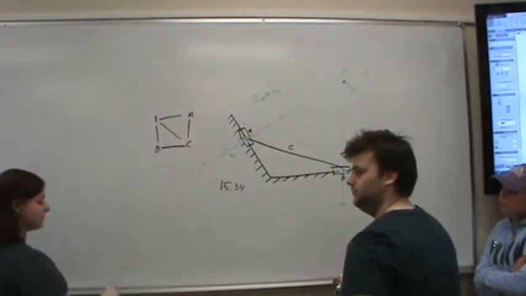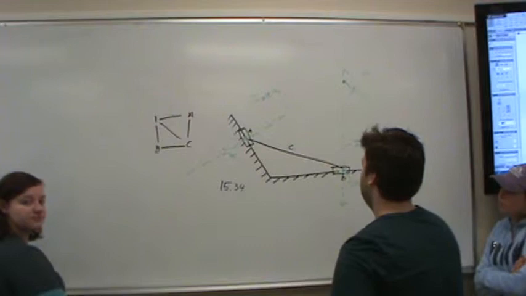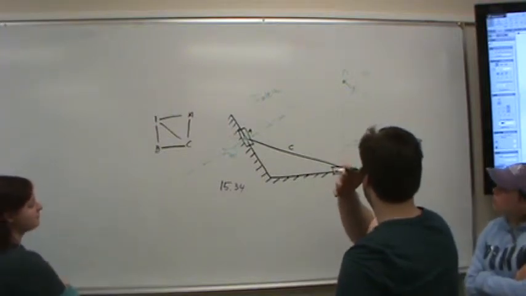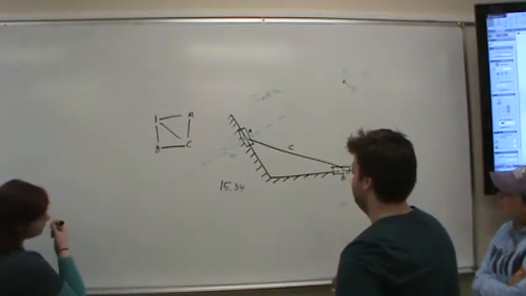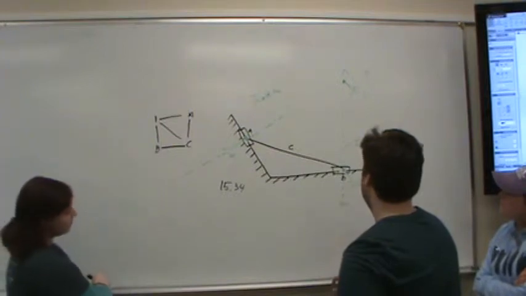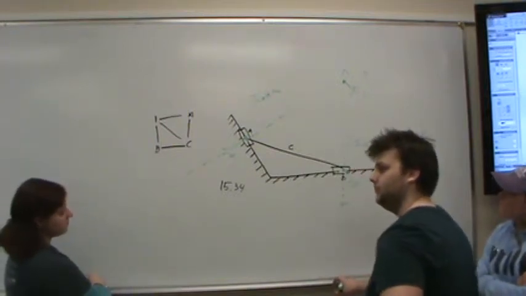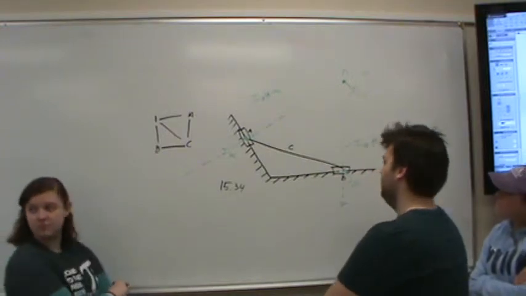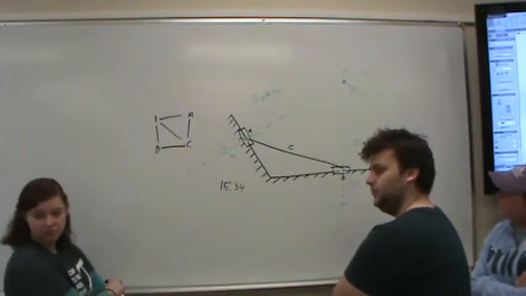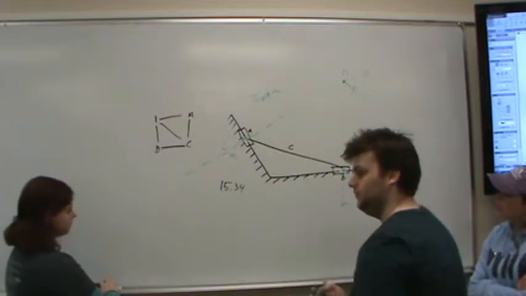We've got AB to find. How are we going to find AB? Couldn't you just use C? If we just use C, I want you guys to get away from thinking about the links themselves. You gotta start thinking about the instant centers, okay?